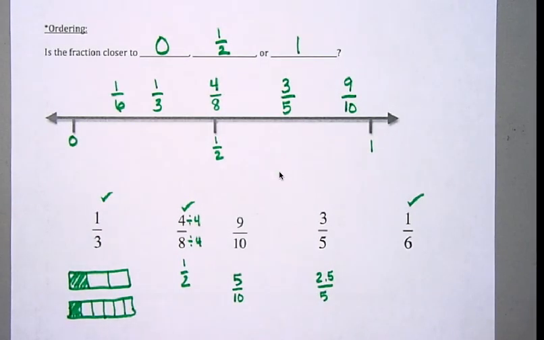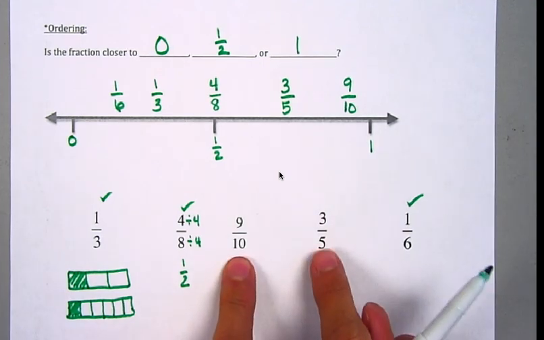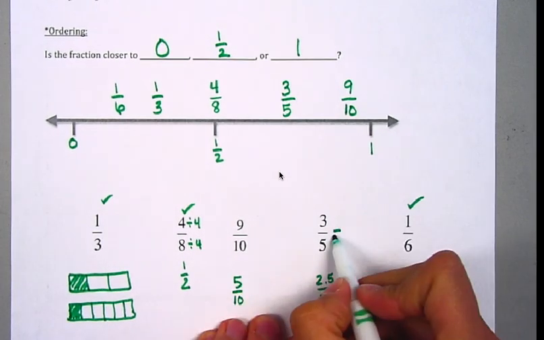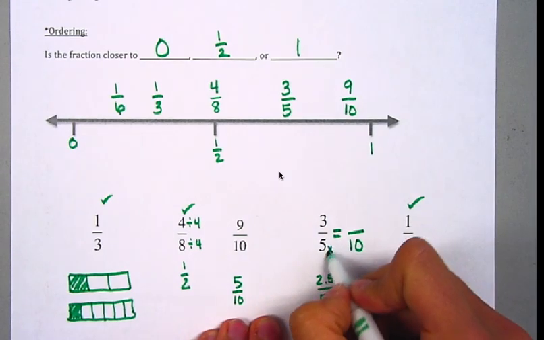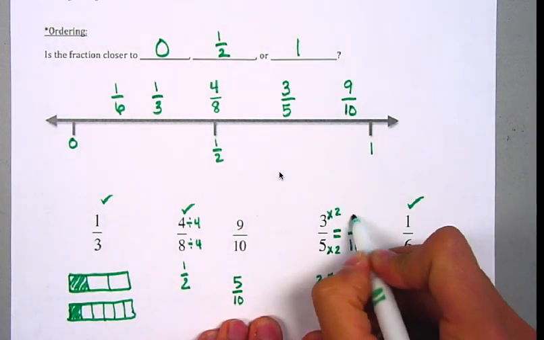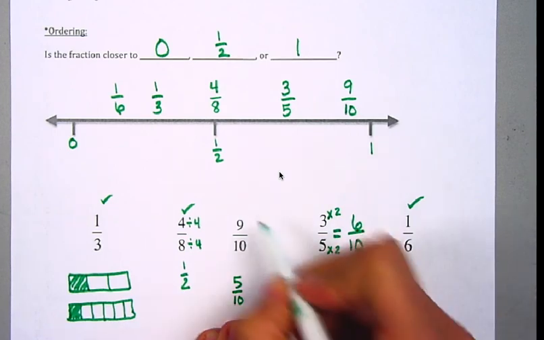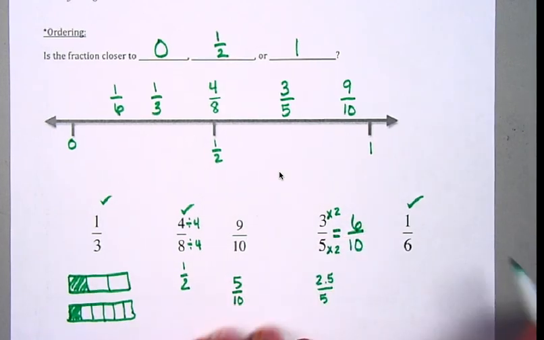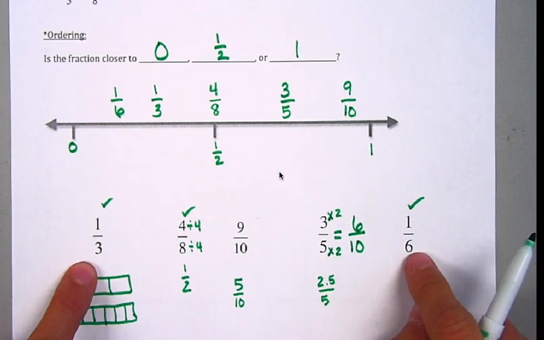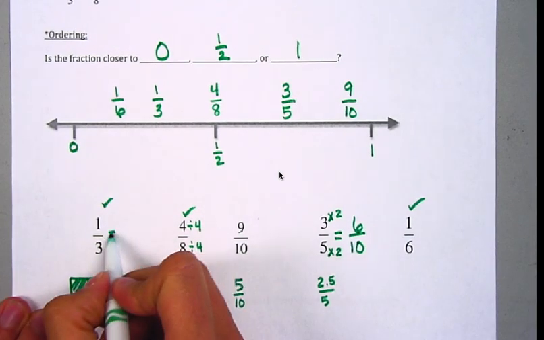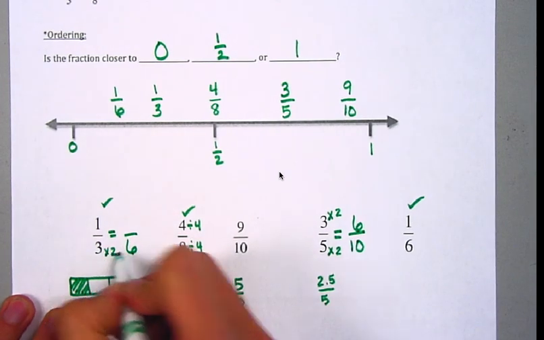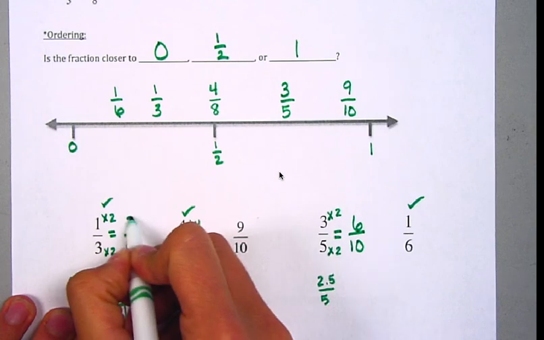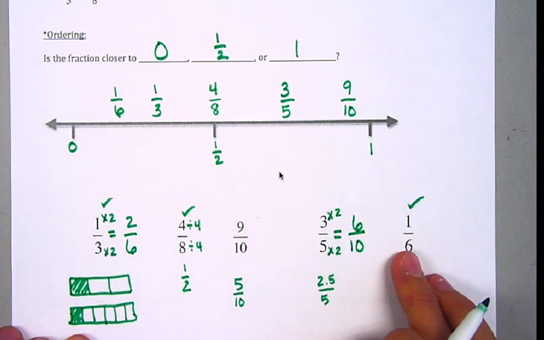You can also use common denominator methods. So for example, 9/10 and 3/5, I can rewrite 3/5 so that it has a denominator of 10 by multiplying by 2 and by 2. And I can see that 6/10 is smaller than 9/10. I can do the same thing with 1/3 and 1/6. I can rewrite 1/3 so that it has a denominator of 6. 3 times 2 is 6. 1 times 2 is 2. And I know that 2/6 is bigger than 1/6.